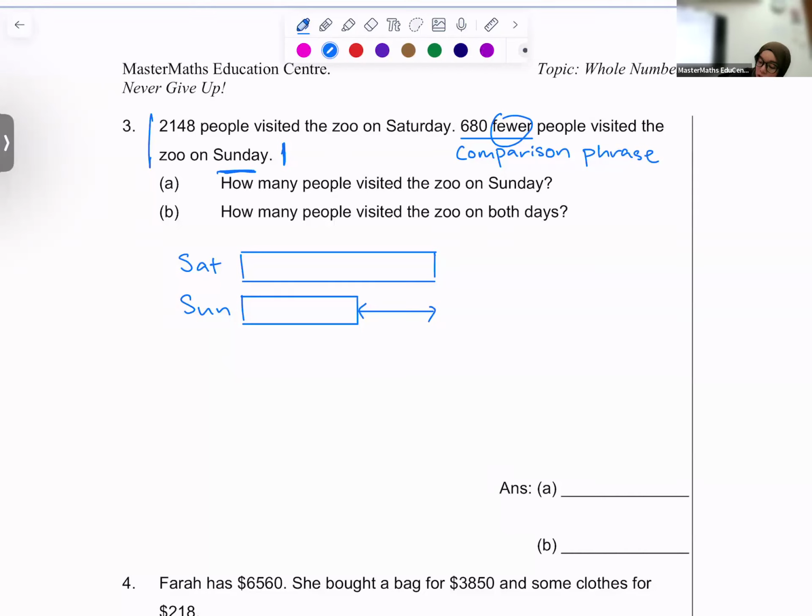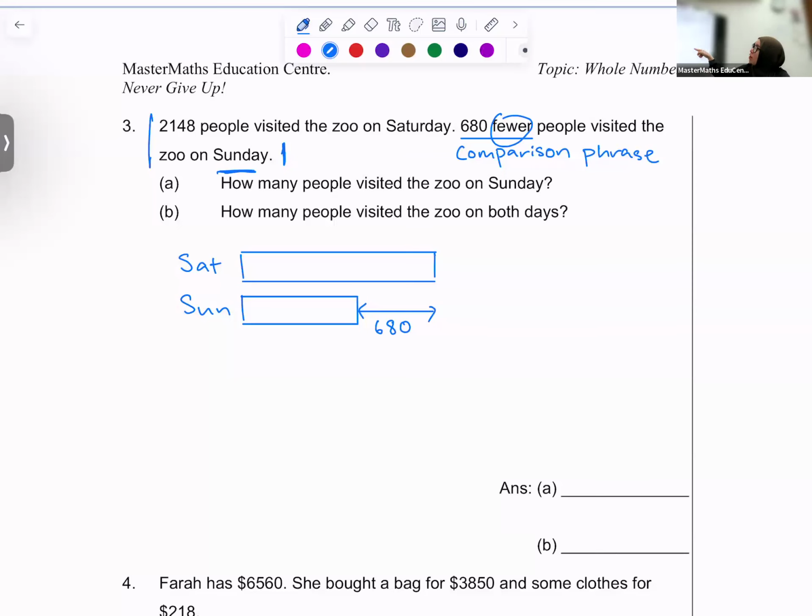680, okay? So this is 680. Remember, the gap between the bigger amount and the smaller amount, we call that the difference. That is how much more or how much fewer, okay? All good so far? Kenna? Okay, so we have the difference here.